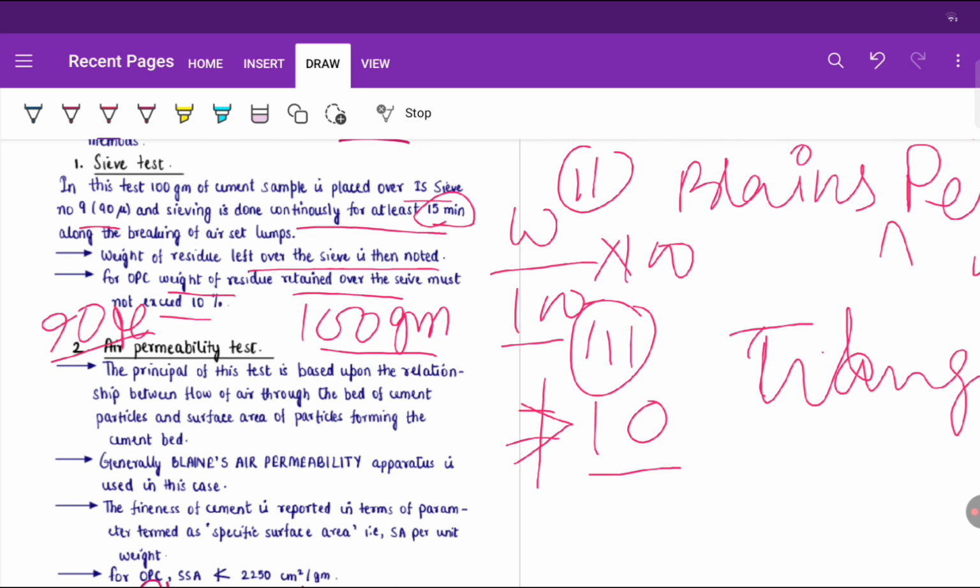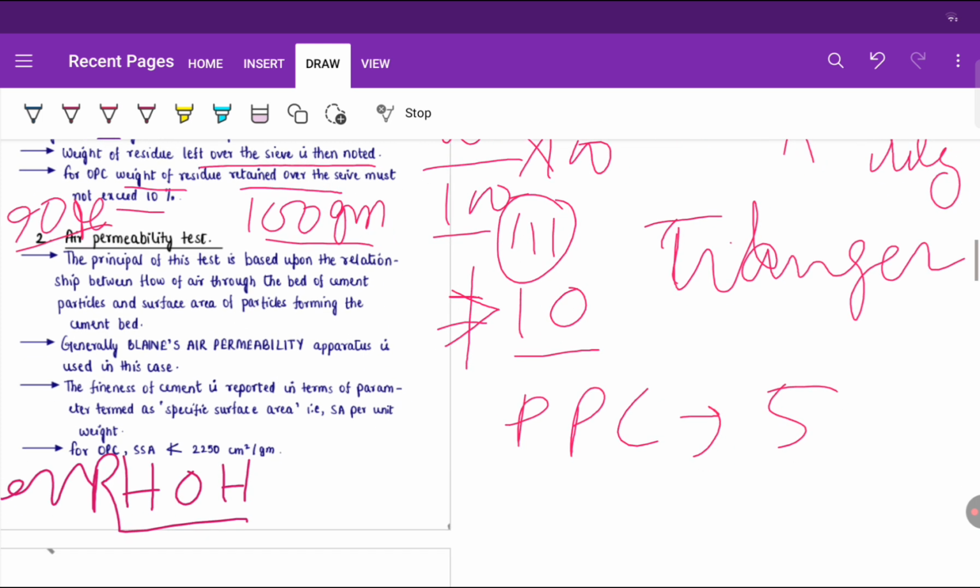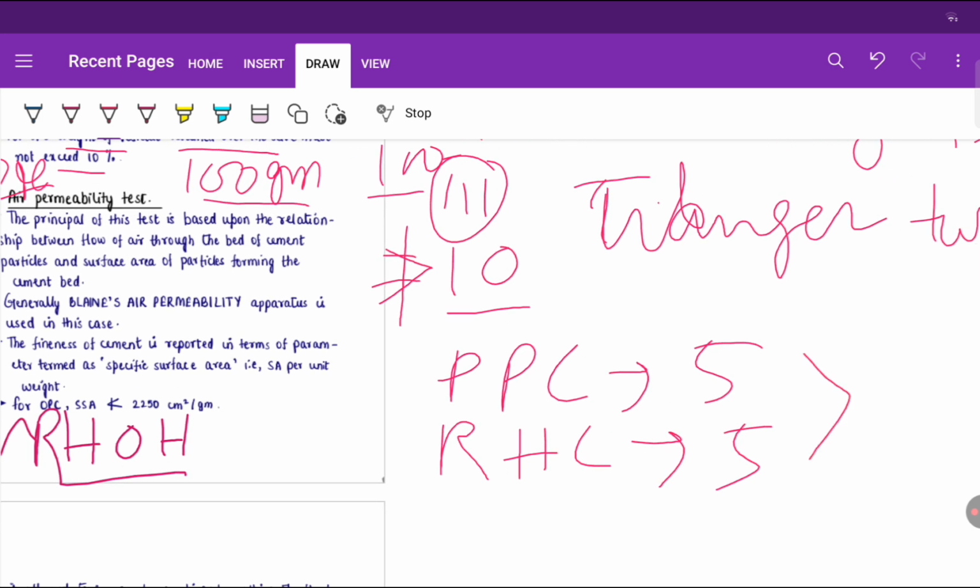And for PPC, Portland Pozzolana cement, it is considered 5%, right? It should not be more than 5%. And also rapid hardening cement, RHC, 5%. It should not be more than this. Why? Because PPC and RHC are finer cements, right?